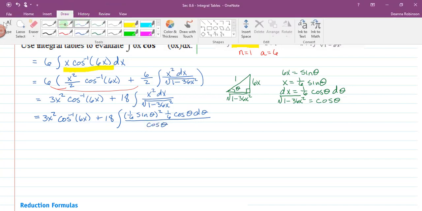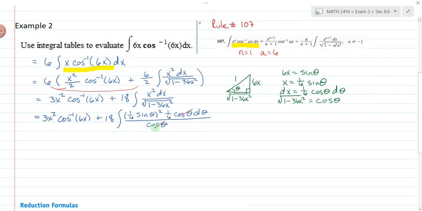Now I want to clean this up. So this cosine will cancel with this cosine, and I need to square that 1/6. So let me continue this down here. When I square the 1/6 and multiply by another 1/6, I end up with 1/6 cubed. And then this is going to be sine squared theta d theta.